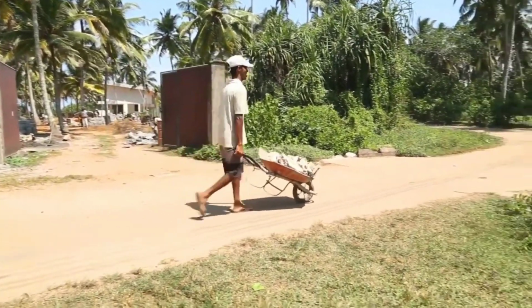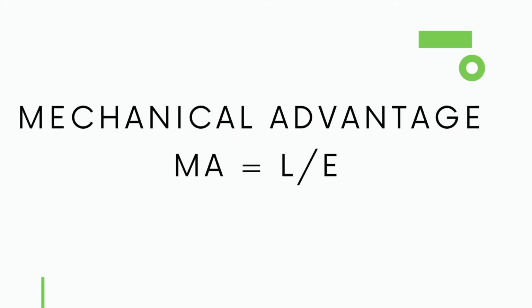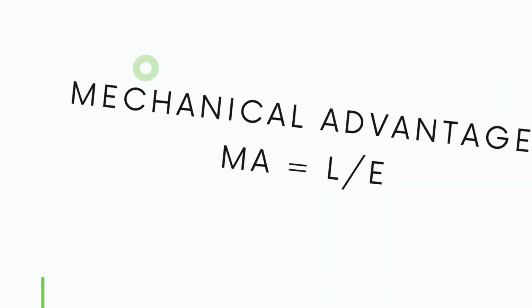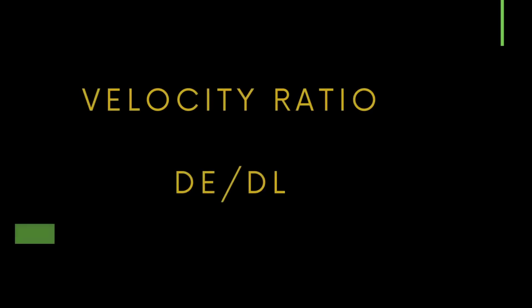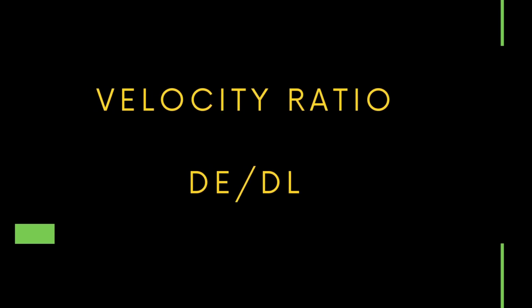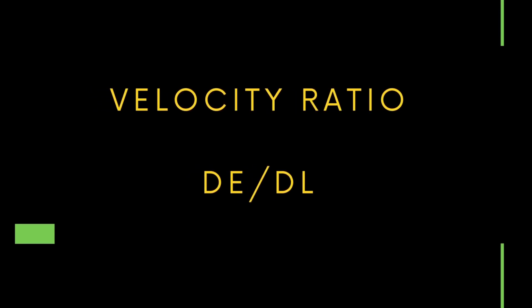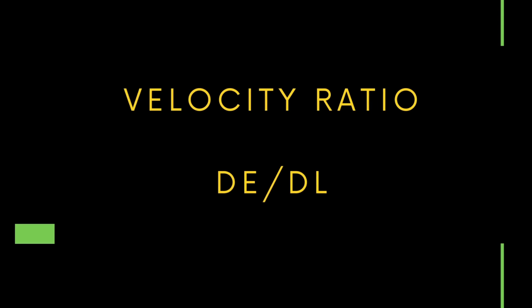The essence of machine is because of mechanical advantage, which of course is how much an effort is multiplied. We calculate mechanical advantage mathematically as the load divided by the effort. And then we also have velocity ratio, which of course is defined as the ratio of the distance moved by the effort over the distance moved by the load.